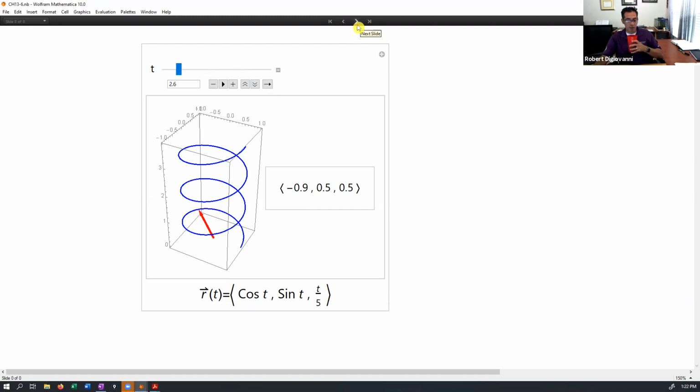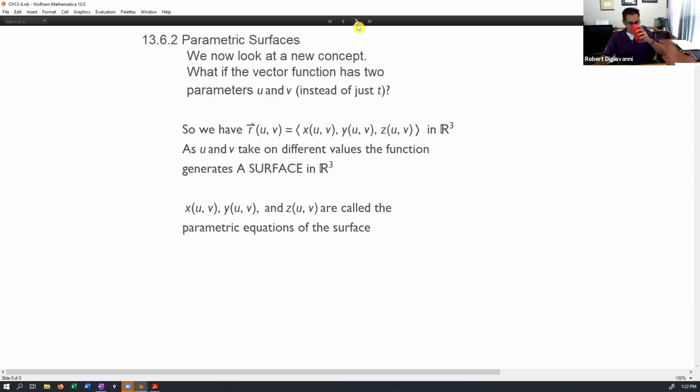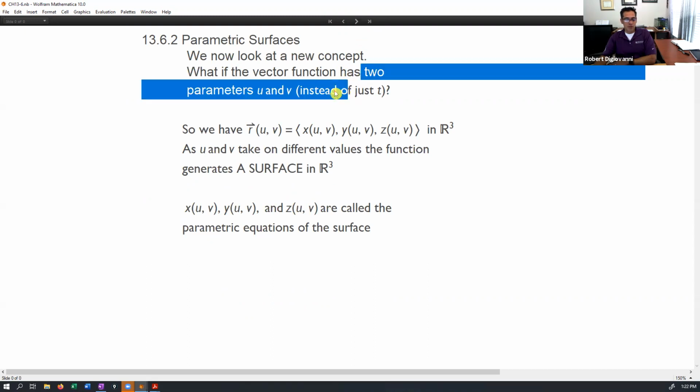It's a curve in 3-dimensional space. We now look at a new concept. What if the vector function has 2 parameters, u and v, instead of just 1?